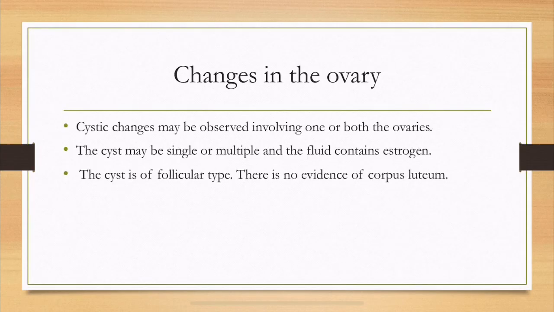Now we'll see the changes in the ovary. What changes take place in the ovary in dysfunctional uterine bleeding? Cystic changes may be observed involving one or both of the ovaries. The cyst may be single or multiple, and the fluid contains estrogen. The cyst can be in one ovary or in both the ovaries.